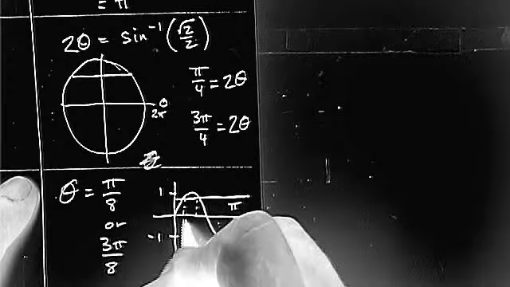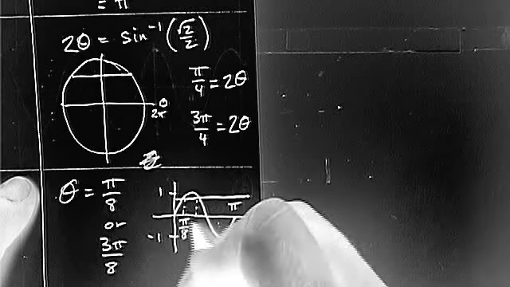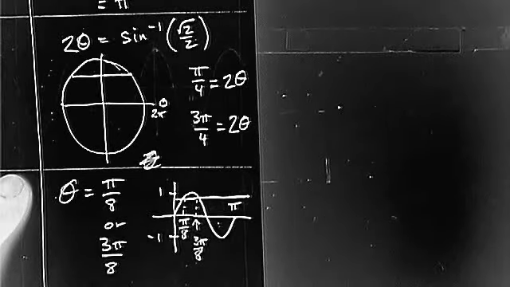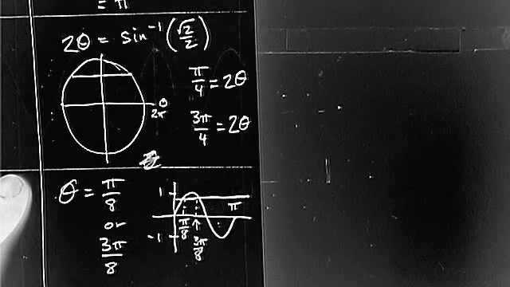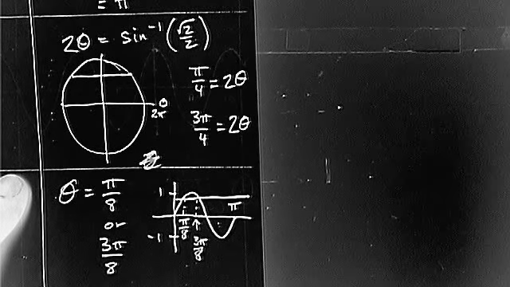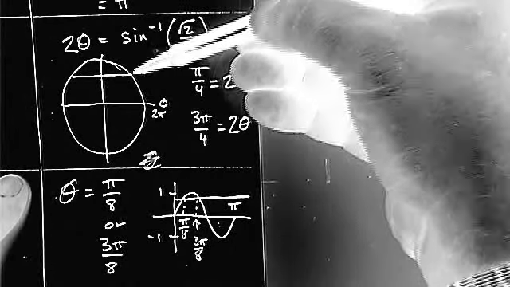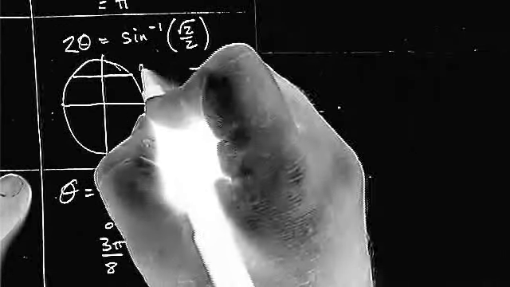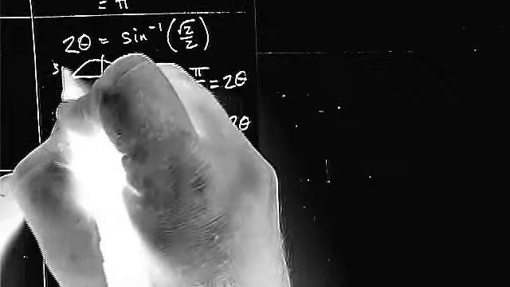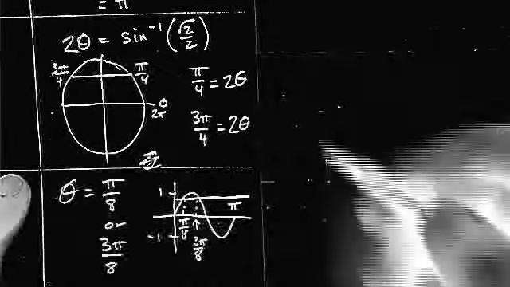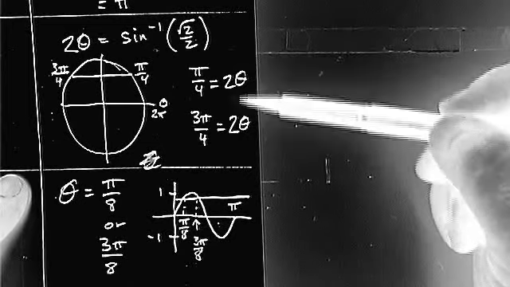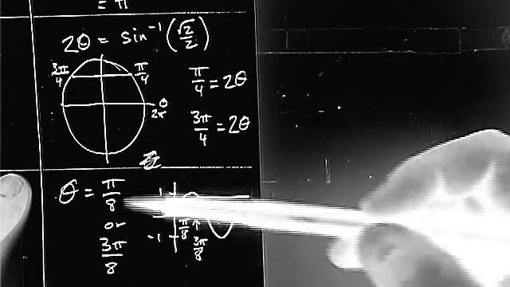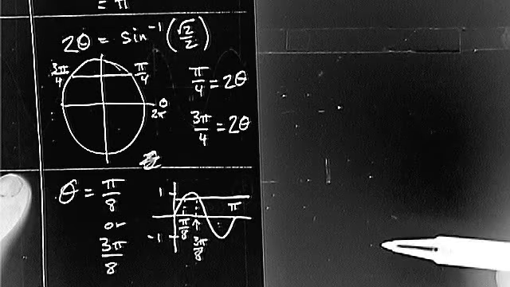And one of those solutions is going to be pi over 8, and the other one right there is going to be 3 pi over 8. Quite honestly, I didn't need a calculator for either one of them, because I know my unit circle, and I know that radical 2 over 2 has a y value both at pi over 4 and 3 pi over 4. And all I needed to do was divide those by 2 to find out that it was pi over 8 and 3 pi over 8.